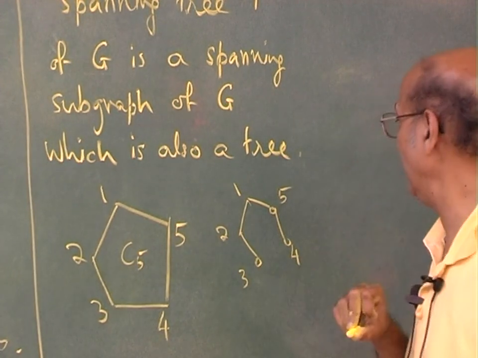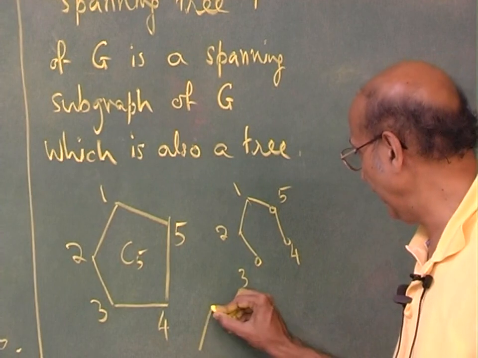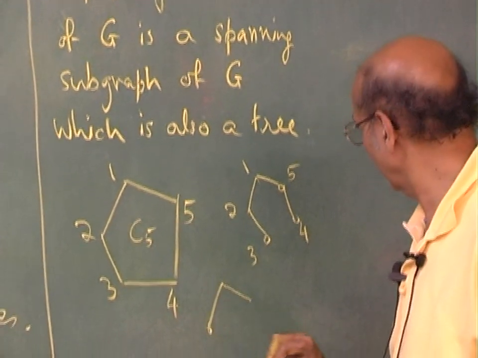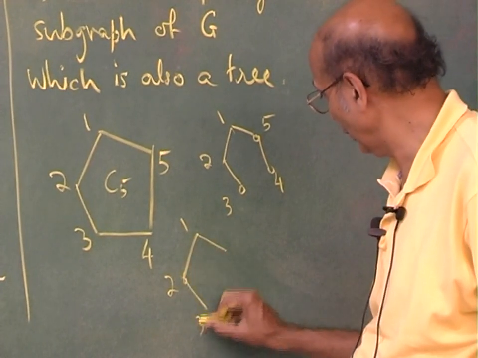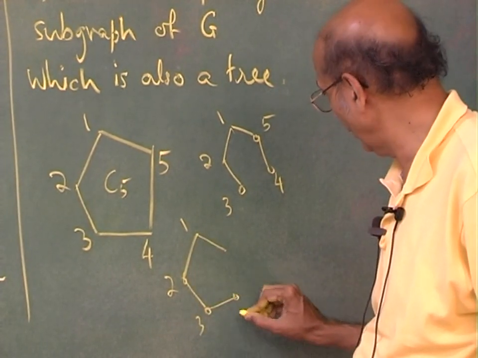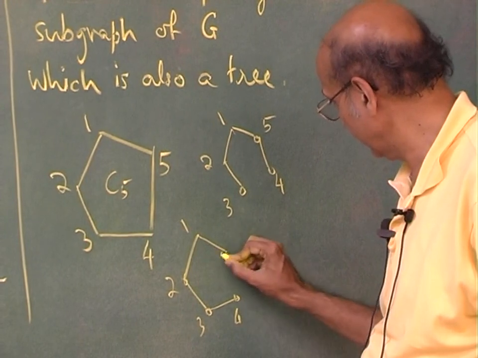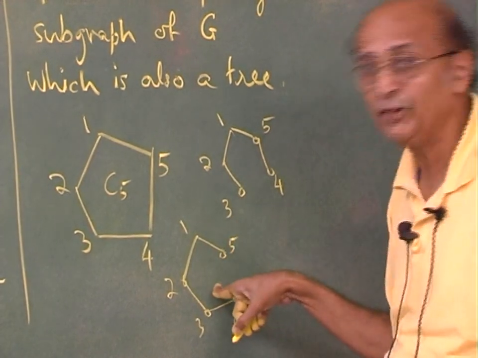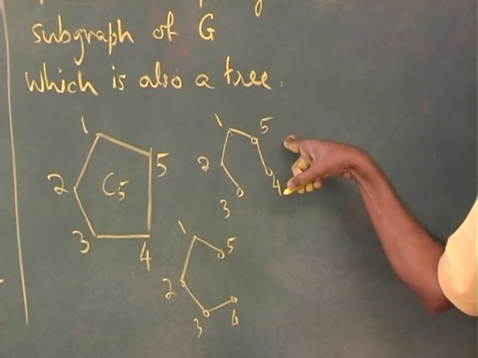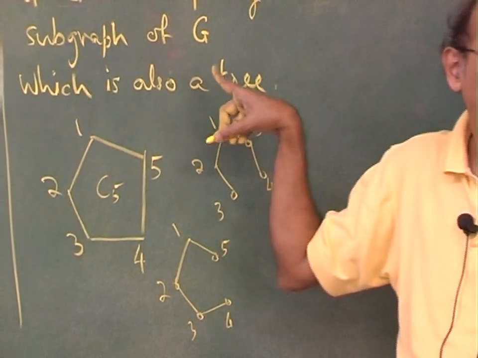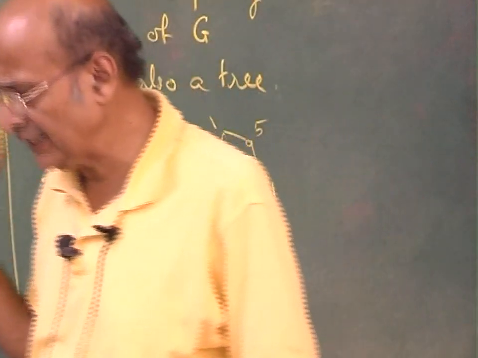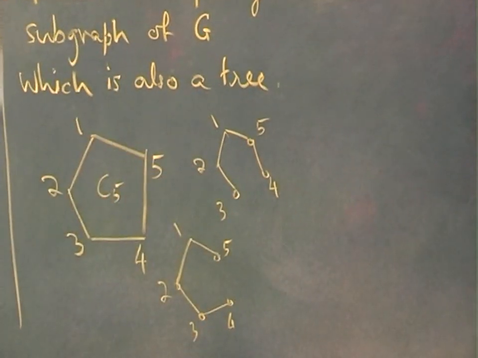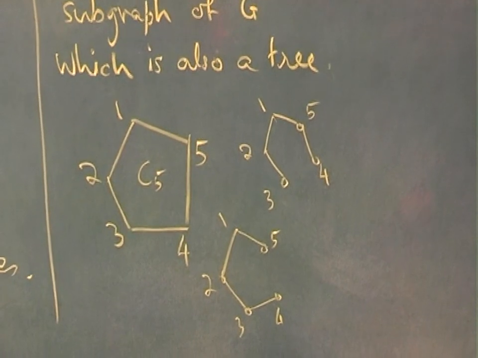That's not the only spanning tree of that graph. There are many others. Which others can I draw? From 1 I can go to 2, 2 I can go to 3, 3 I can go to 4. That's a different spanning tree from that spanning tree. Both of these are spanning trees of that graph. In this case, it should be easy to find out how many spanning trees that cycle has.